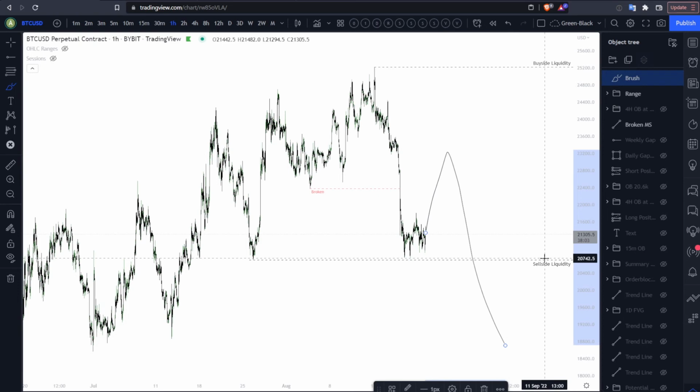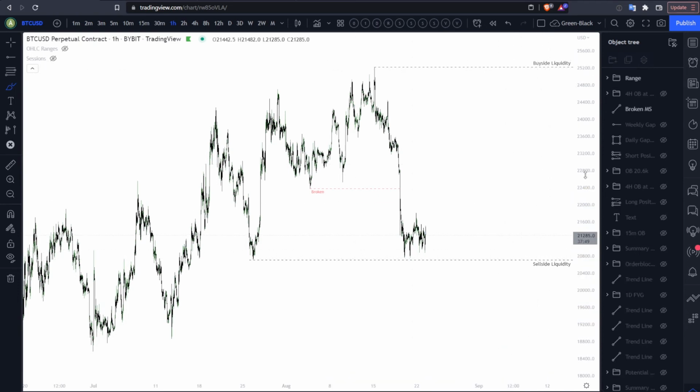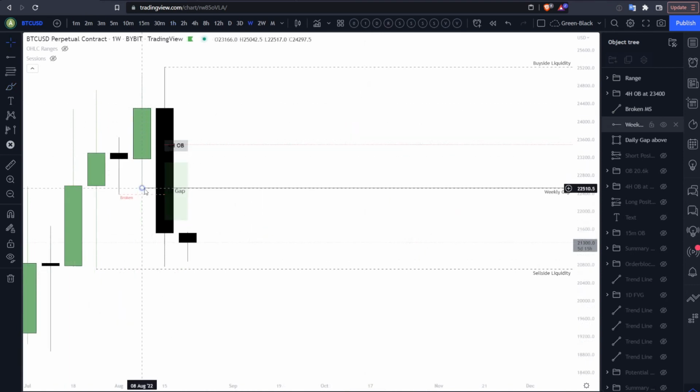If we are going deeper into the analysis, what we have above us is a daily gap. We have a 4-hour order block above us here. And we also have this line of the weekly gap. This previous week and the current week, we are creating a gap which we might close before moving lower.